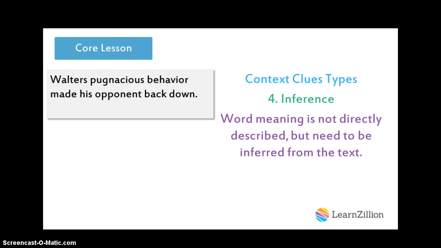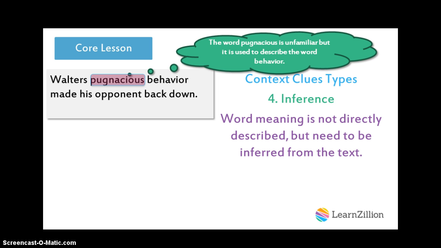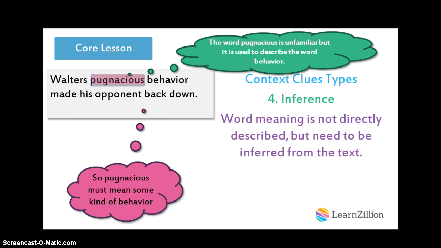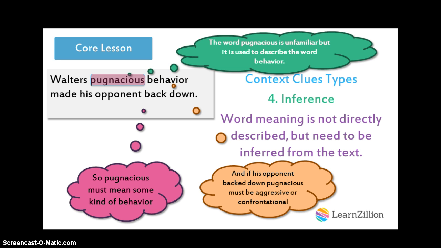For example, Walter's pugnacious behavior made his opponent back down. I want to know what pugnacious means. It's unfamiliar to me, but it's used to describe the word behavior. It's an adjective to describe behavior. So pugnacious must have something to do with behavior. And if his opponent backed down, pugnacious means that he must have been aggressive or confrontational.